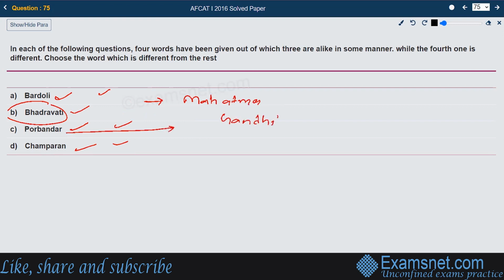Porbandar is a place in Gujarat where Mahatma Gandhi was born. Champaran is a place where he started an event or Andolan. Bardoli is also a place where he started a movement or Andolan. Only Bhadravati is not a place related to Mahatma Gandhi, so that is the odd one out. Option B is the right answer.